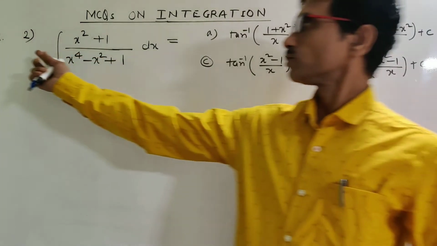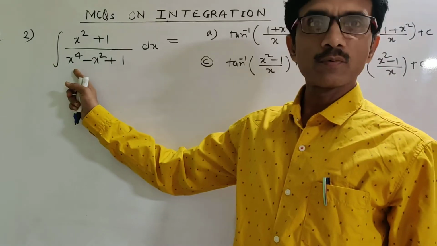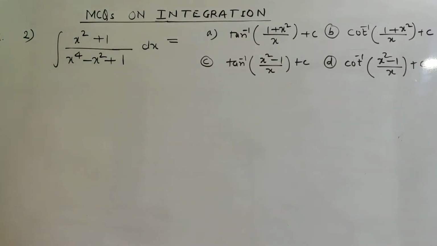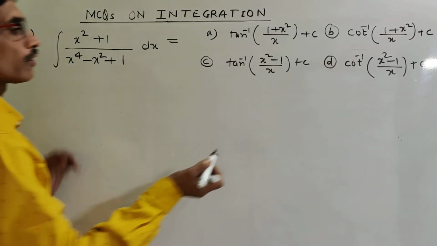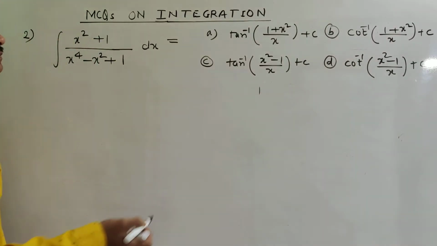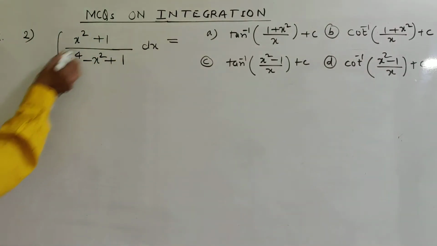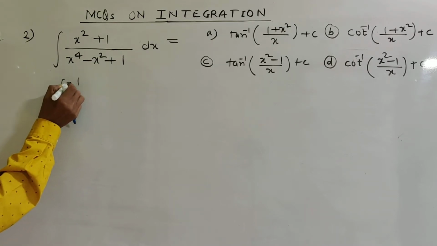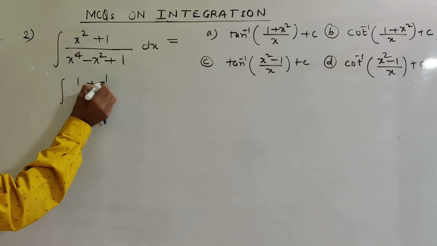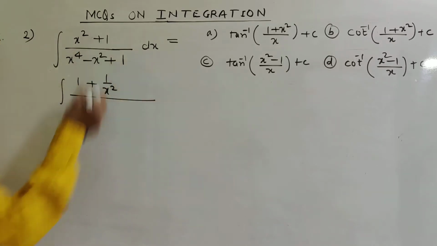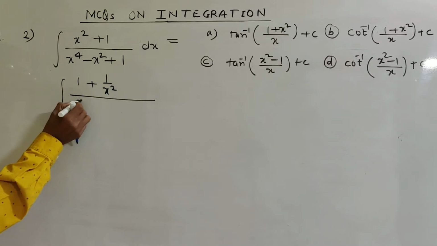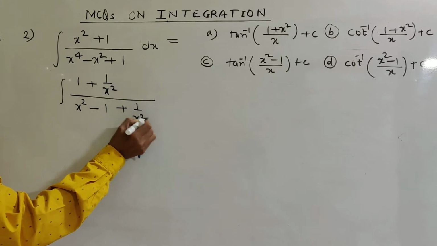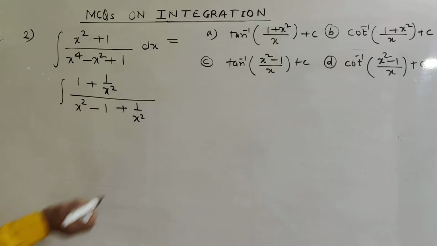Let's see question number 2. The integral of (x square plus 1) upon (x to the power 4 minus x square plus 1) dx. So options are these. Here we divide by x square. If we divide by x square, what do we get? The numerator becomes 1 plus 1 upon x square. We are dividing by x square, so the denominator will be what? x square minus 1 plus 1 upon x square, then dx.